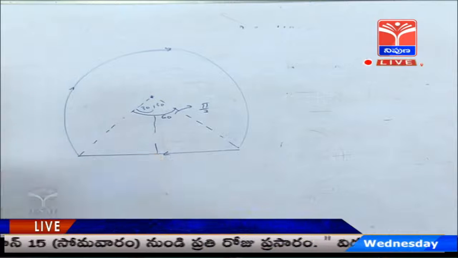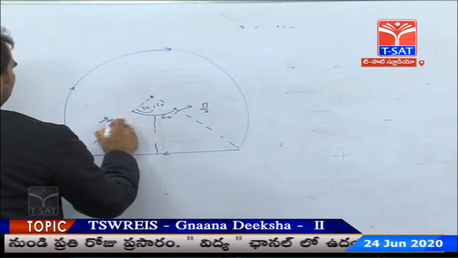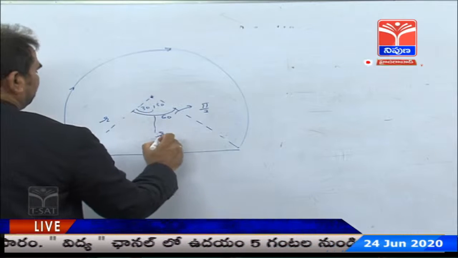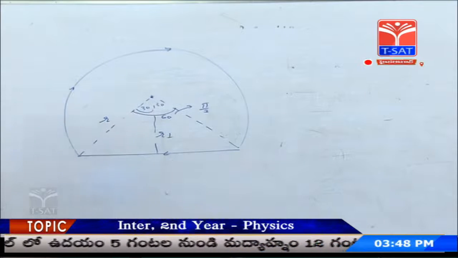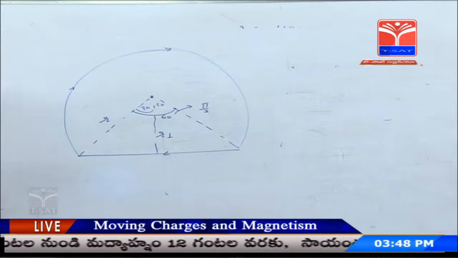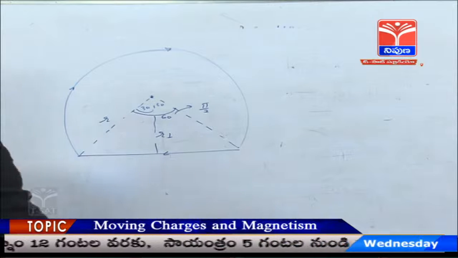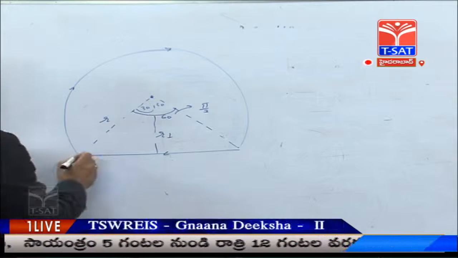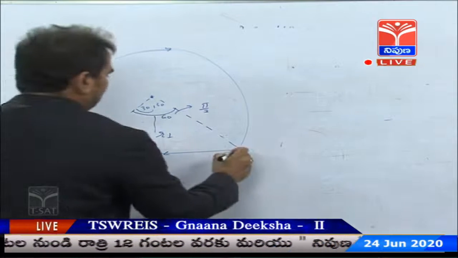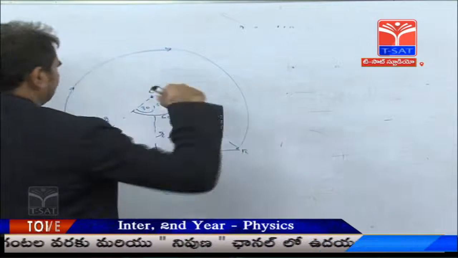Current is flowing along the direction. So, this length was given r. This is nothing but a perpendicular distance, r perpendicular. We have to calculate the r perpendicular. So, let this point be A, this point be B and this point be C.